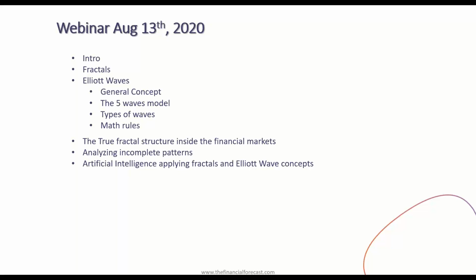At the end, we will see how to analyze different kinds of patterns, incomplete patterns, with real examples. And then we will see the artificial intelligence we developed at the financial forecast, which compiles these principles and works in an automated way. Why will we see this? Because I want to show you the impact of managing all this knowledge in the right way, and whether this can be really profitable or not.